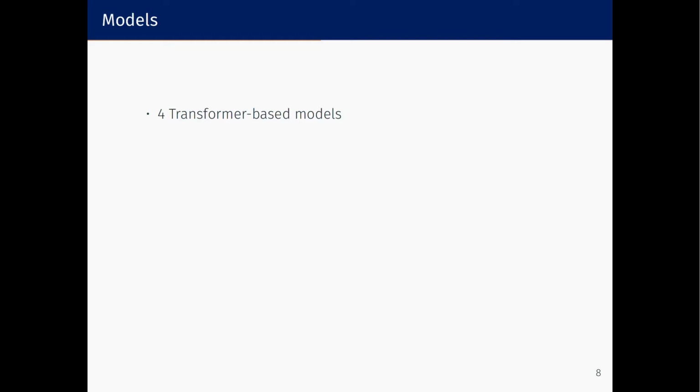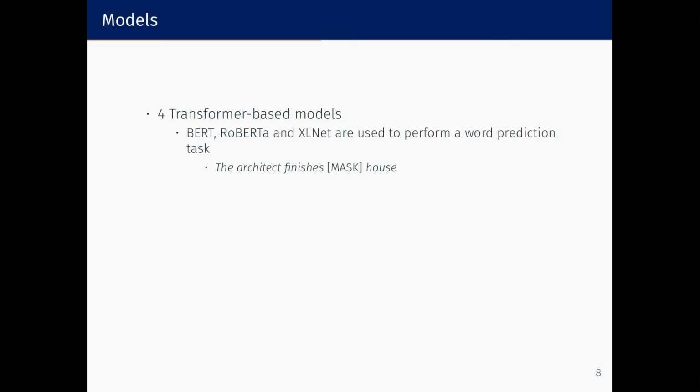Last but not least, we experiment with 4 transformer models, which have been shown to obtain state-of-the-art performances on several natural language processing benchmarks. For BERT, RoBERTa, and XLNet, we perform a word prediction task. We turn the test triples into full sentences, and we mask the verb with a special token. We then compute the probability of a hidden verb to occur in that position, and we expect the preferred verb to get a higher value.